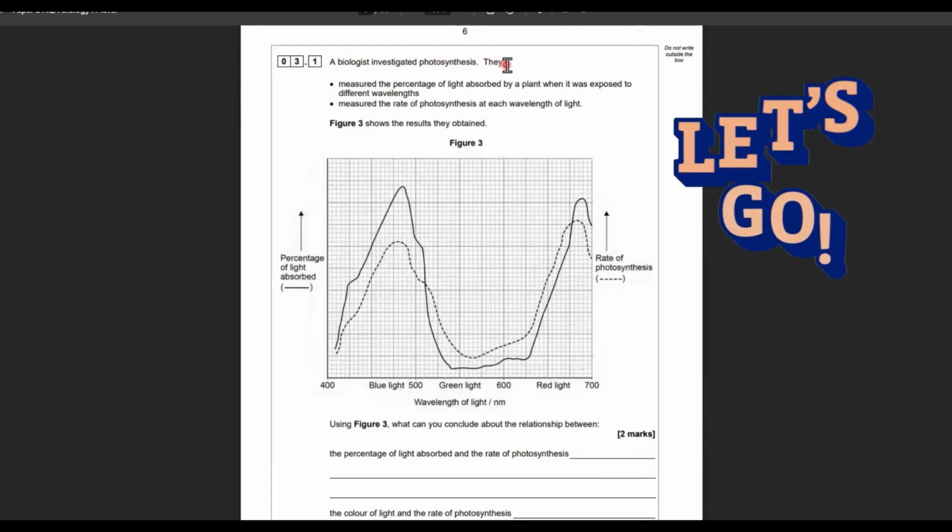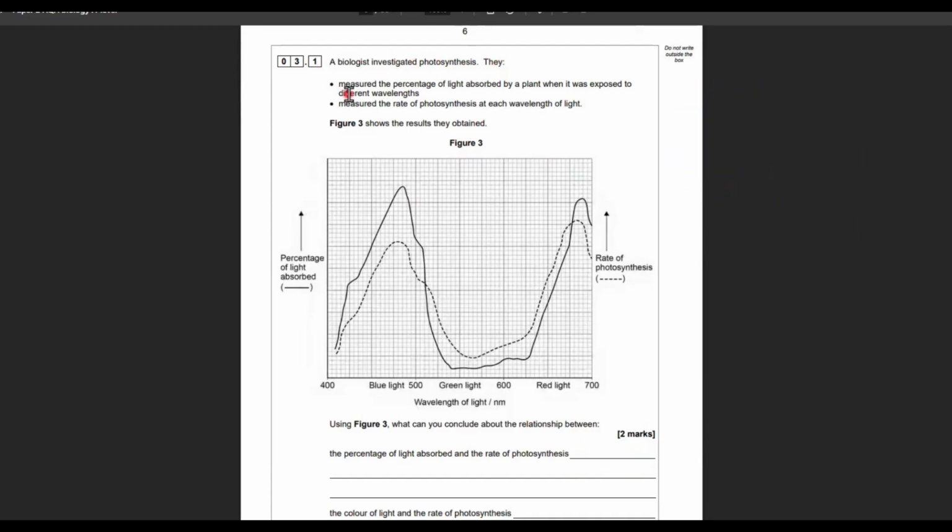Biologists investigated photosynthesis, 3.1 this is. A biologist investigated photosynthesis. They measured the percentage of light absorbed by a plant when it was exposed to different wavelengths. They measured the rate of photosynthesis at each wavelength of light. Figure 3 shows the results they obtained.